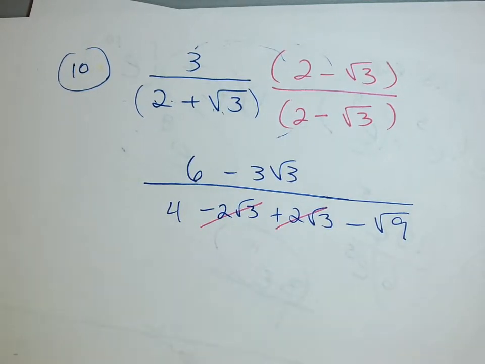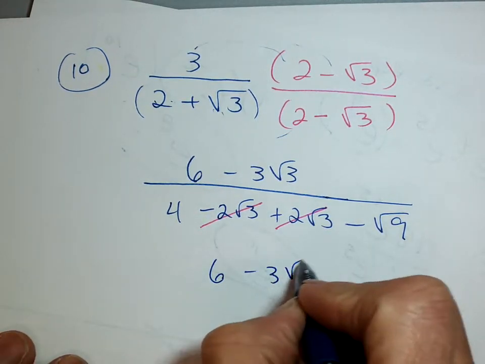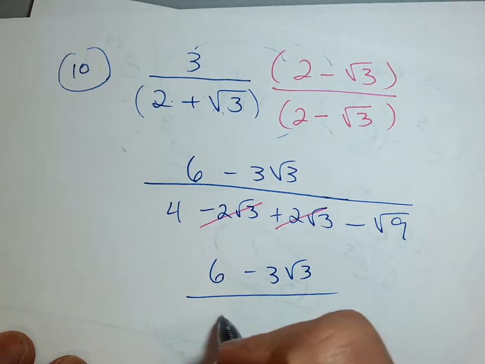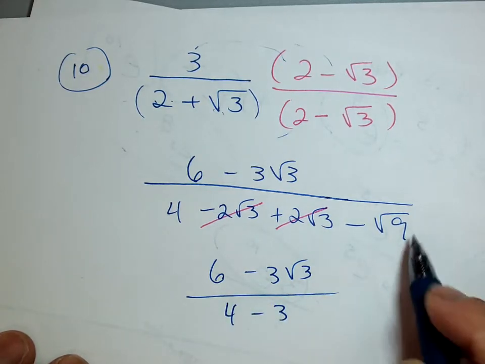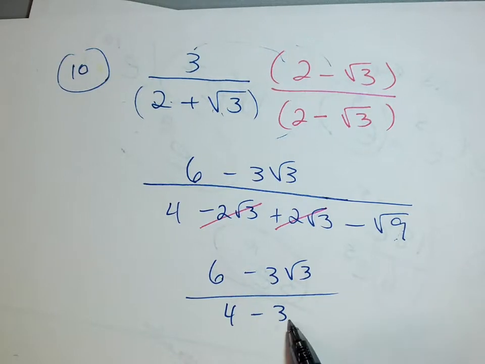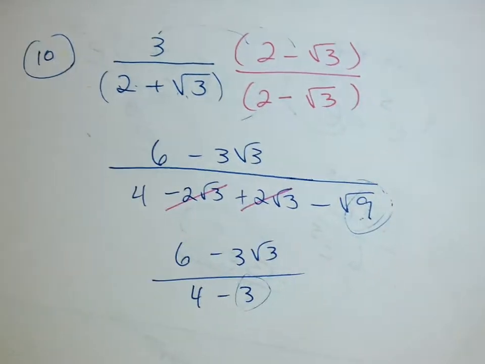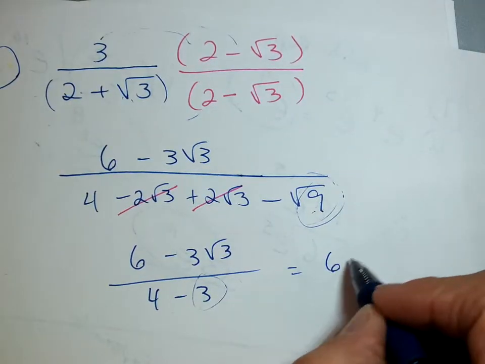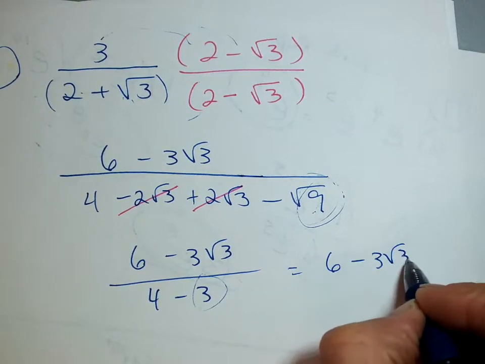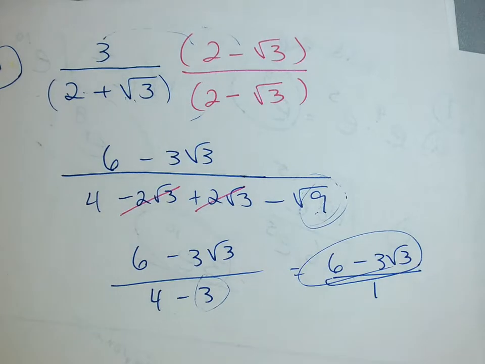Okay, now let's see what we got. So I got a 6 minus 3 square root of 3 over 4 minus 3, because the square root of 9 is 3. And then finally, I just get 6 minus 3 square root of 3 over 1. You don't really need the 1. You don't need the 1, but there it is. It wouldn't be wrong if you left the 1, but you don't need the 1, right?